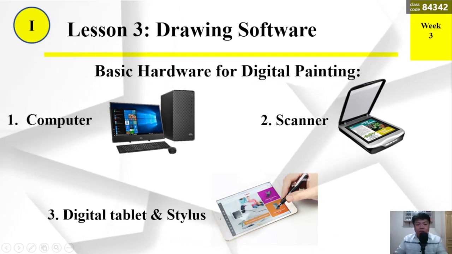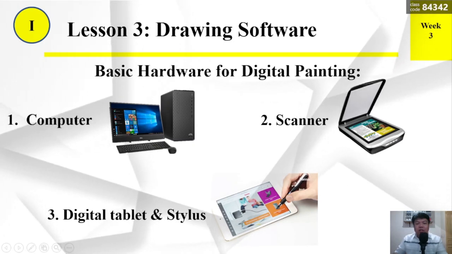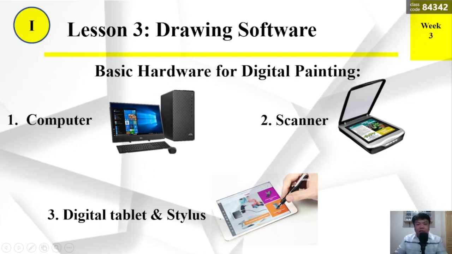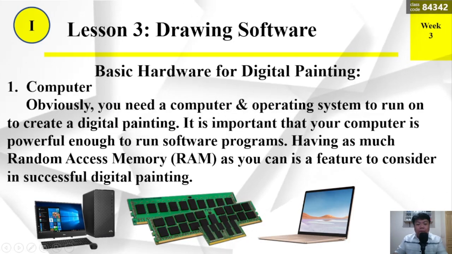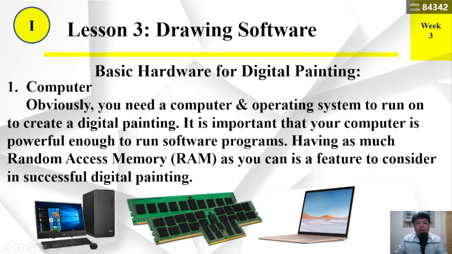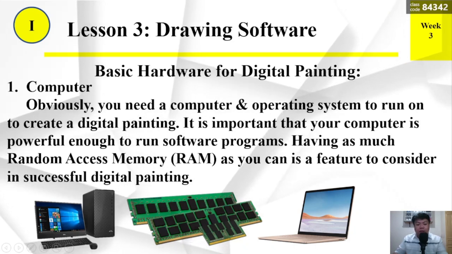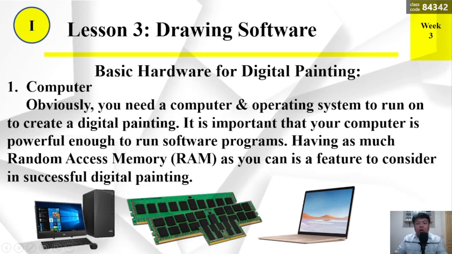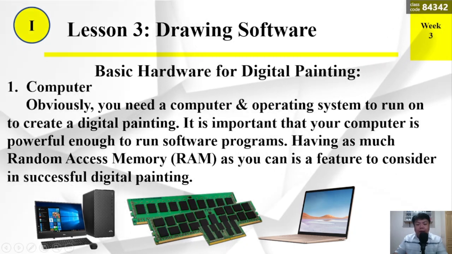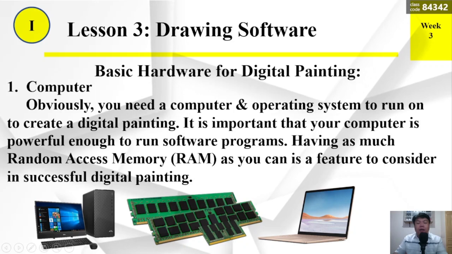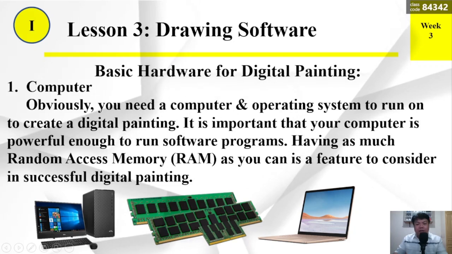Basic hardware for digital painting. 1. Computer. 2. Scanner. 3. Digital tablet and stylus. 1. Computer. Obviously, you need a computer and operating system to run on to create a digital painting. It is important that your computer is powerful enough to run software programs. Having as much random access memory, RAM, as you can is a feature to consider in successful digital painting.